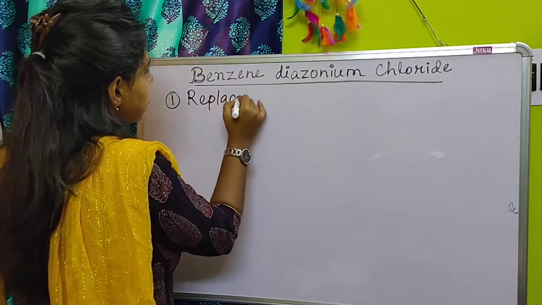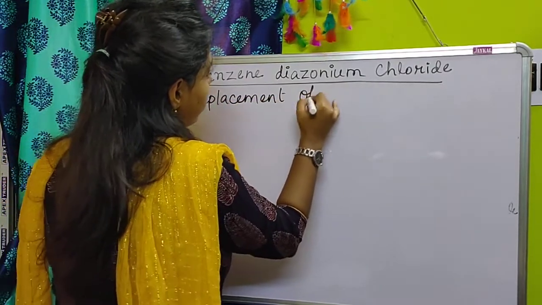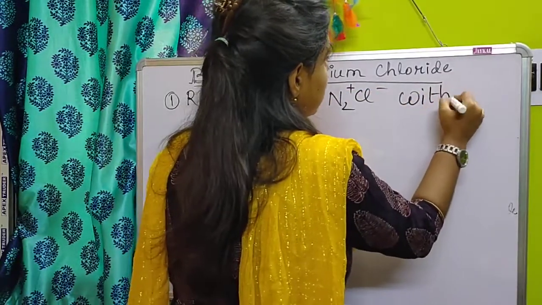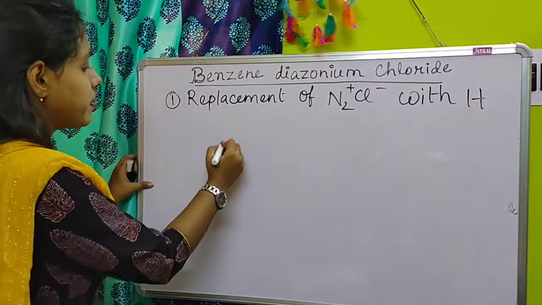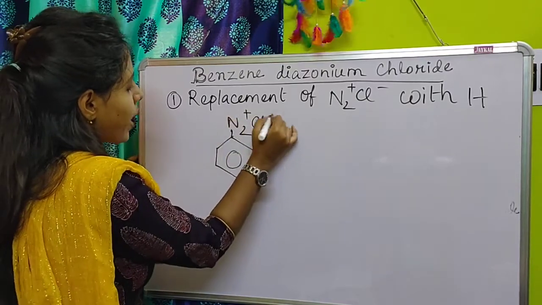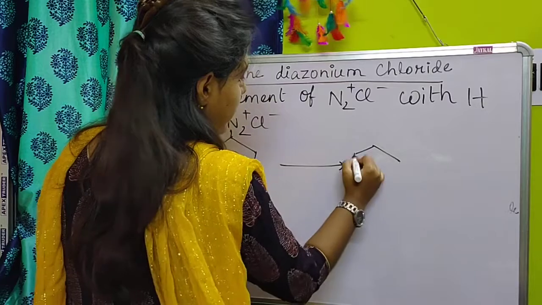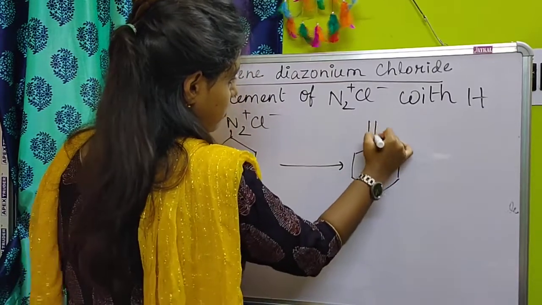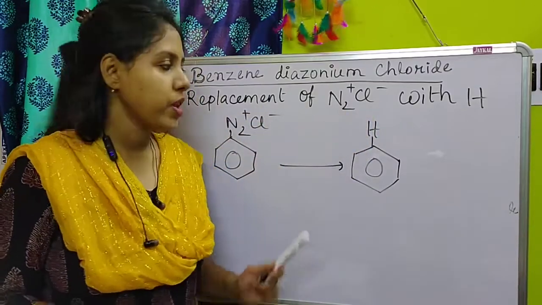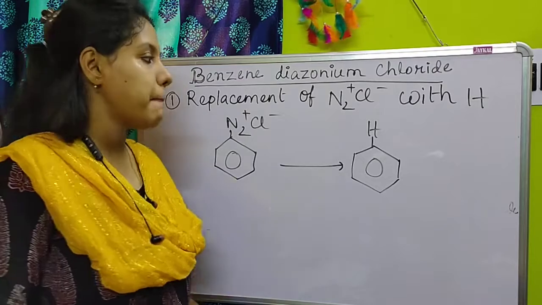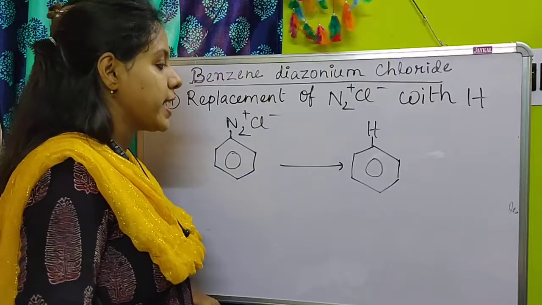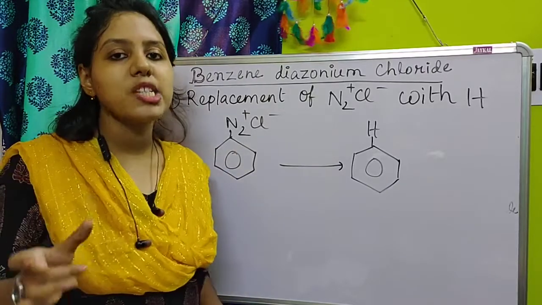replacement of N2 plus Cl minus with hydrogen. That means we want to convert this diazonium chloride salt into a simple benzene ring. We want to replace this group by a simple hydrogen, so we want to get the benzene from this compound. For this method, what do we have to add here? We could add phosphorus acid, that is H3PO2.